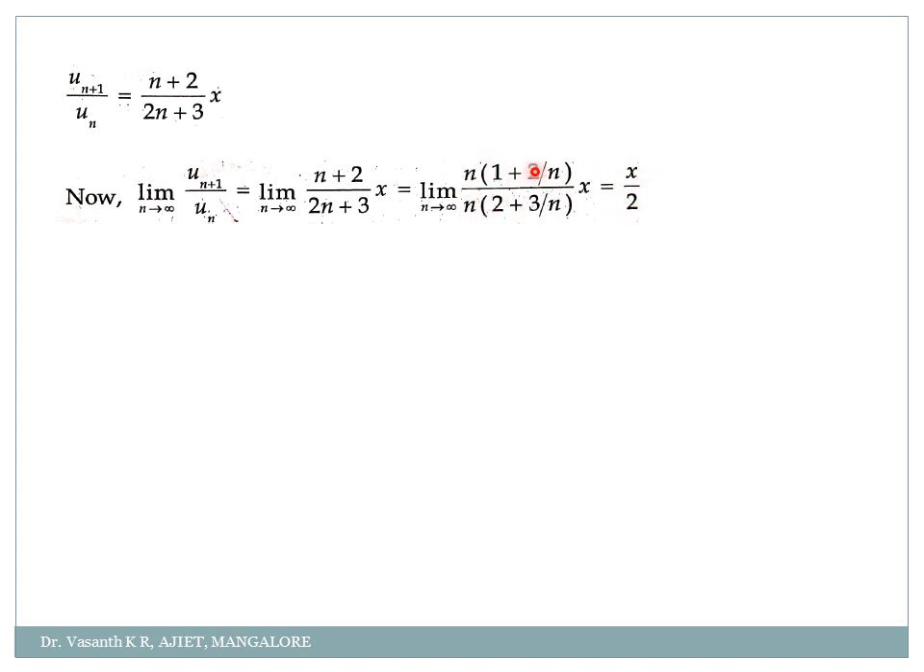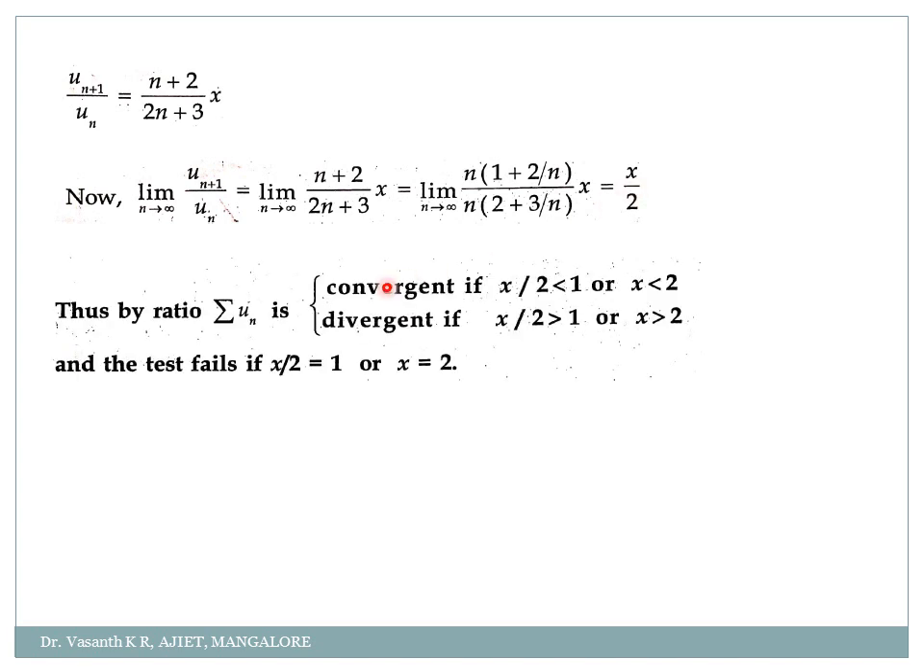Because 1 plus 2 by infinity is 0, 1 will remain. 2 plus 3 by infinity is 0, 2 will remain. So 1 by 2 into x, or simply I have written it as x by 2. So this x by 2, again x is there, means obviously you have to write all the three conditions. So this is convergent if x by 2 is less than 1. This is divergent if x by 2 is greater than 1. And the test fails if it is equal to 1.